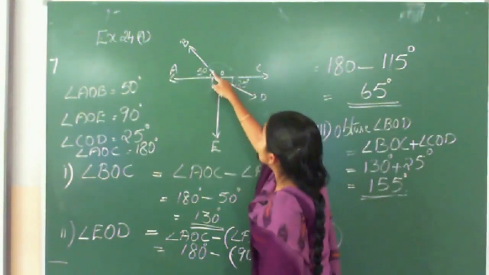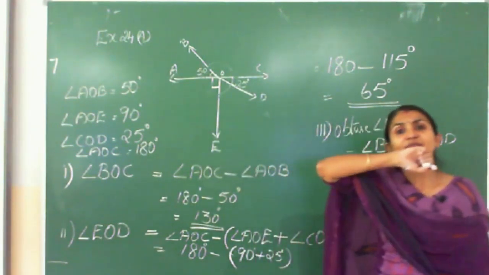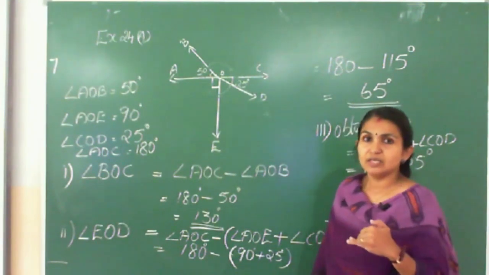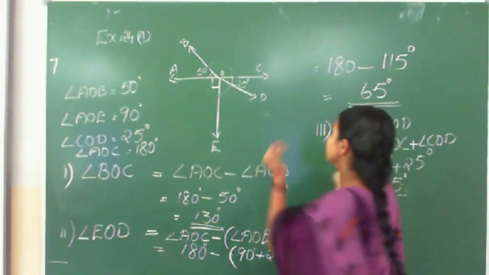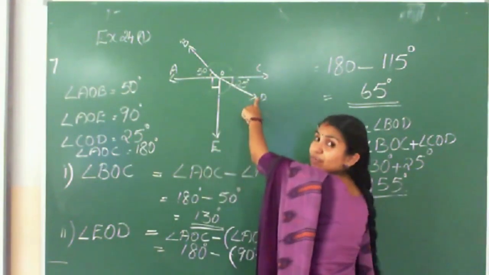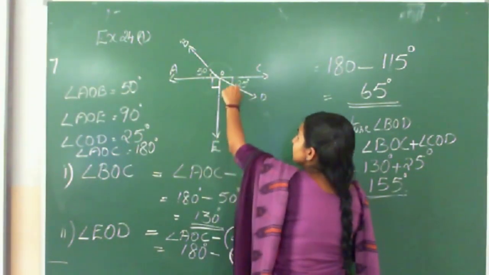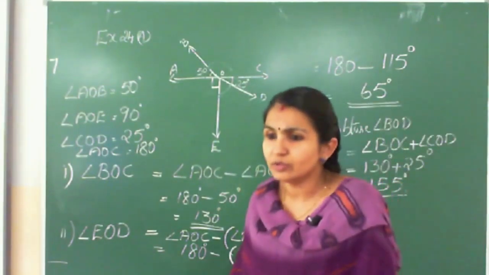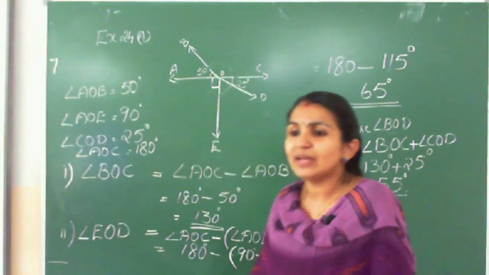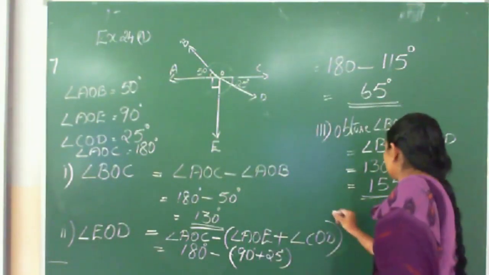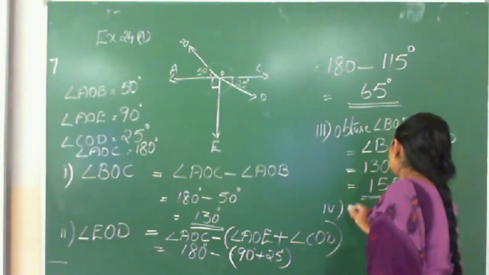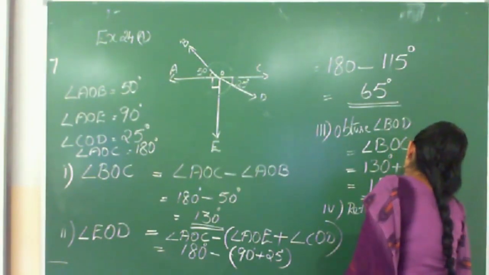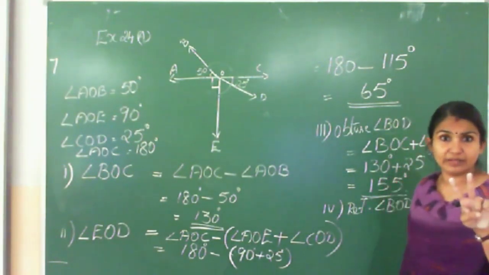So what about reflex angle? What is meant by reflex angle? Reflex angle means more than 180, less than 360. So what is the angle on the back of it? So BOD's reflex means this part. So you should add these 3 parts. Okay. Now the fourth question is reflex angle BOD. The same question is asked. Fourth one, reflex angle BOD.